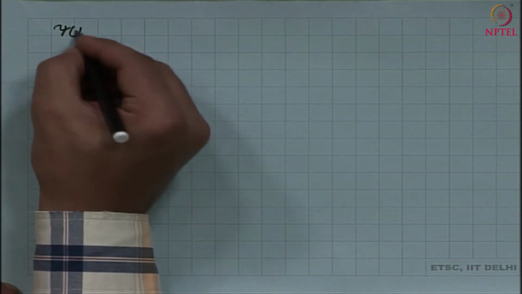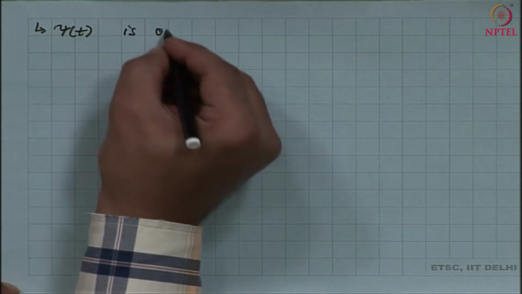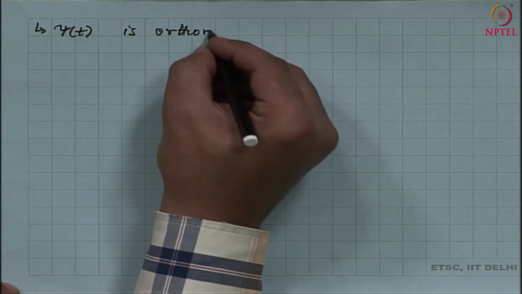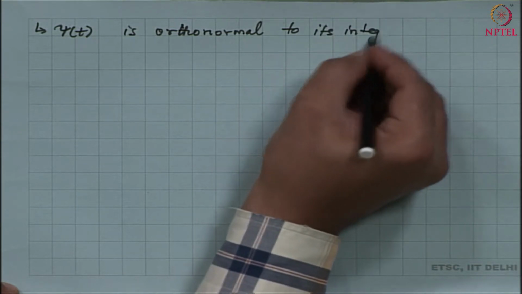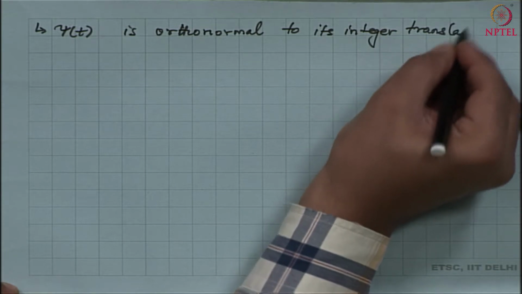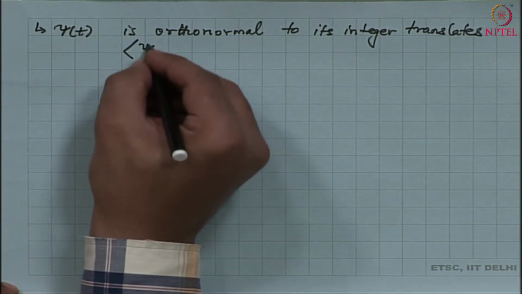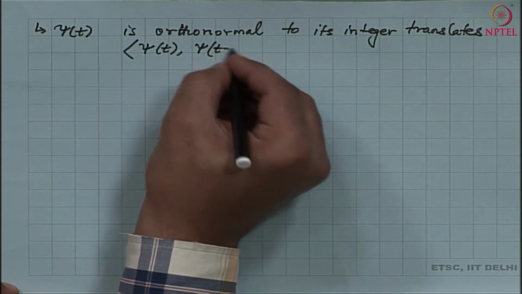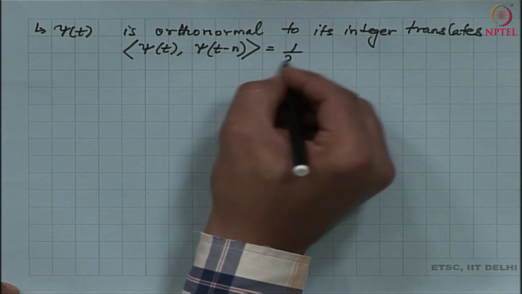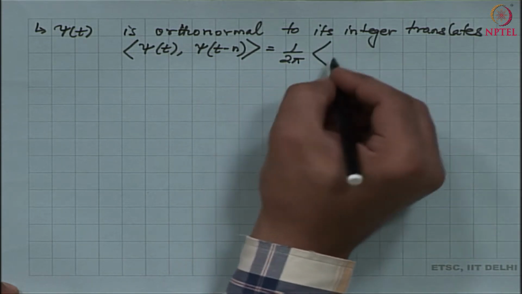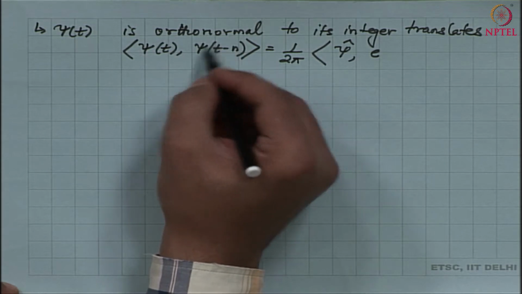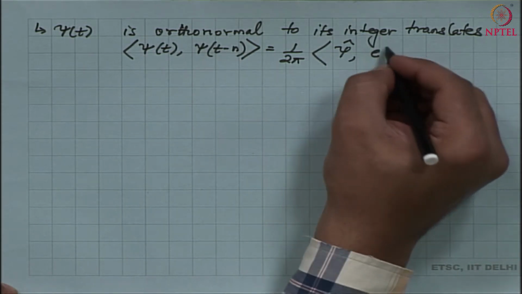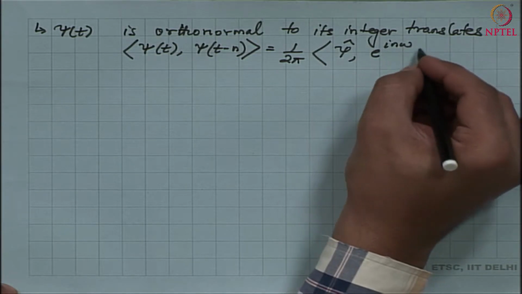So let us look at psi of t. Notice that psi of t is orthonormal to its integer translates. What I mean to say is that the inner product of psi of t with psi of t minus n is 1 by 2 pi times the inner product of psi hat with, well, when we take the respective integer translates, each translate is going to bring in a factor of e to the power i omega times psi hat.